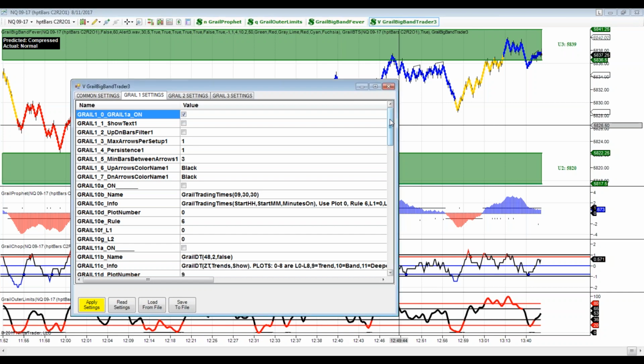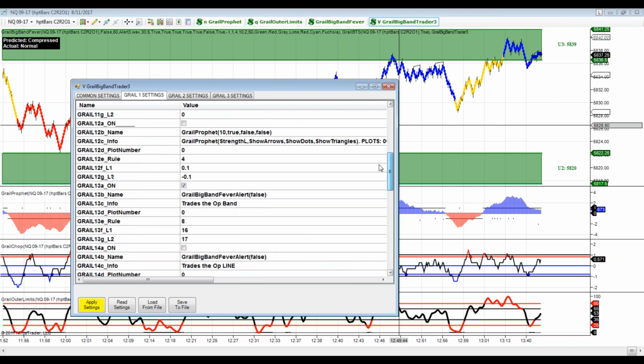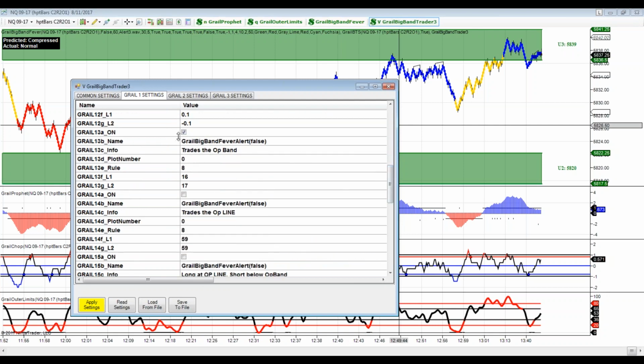So if I'm on Grail 1, for example, you'll notice what I've got right now is I've got this one triggered. This is called trades the OP band. So in other words, it's going to be looking to trade above and below the OP band, and I'm going to show a couple of examples of that now.